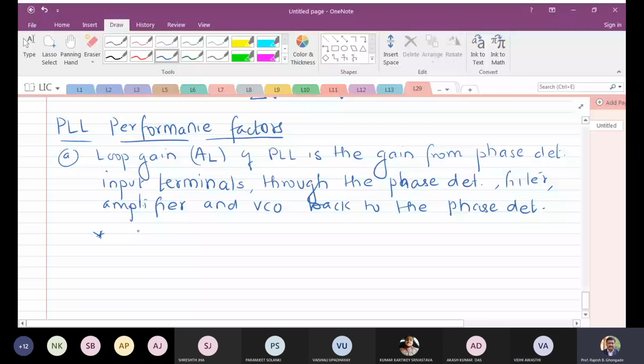Okay, so what is the loop gain? We are trying to find the equation for the loop gain. It is the gain from the phase detector input terminals through the phase detector, filter, amplifier, and VCO back to the phase detector. Here the input to the system is the phase difference between input voltage and output voltage, and the output is the VCO frequency change, delta F. So I can write AL.